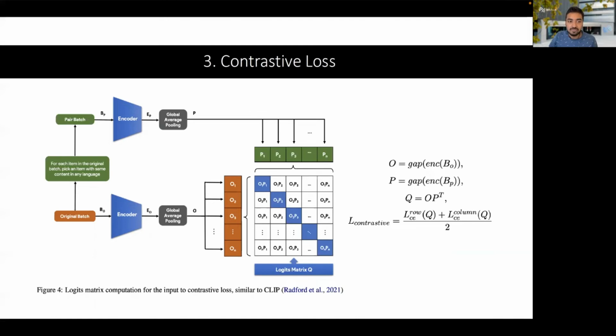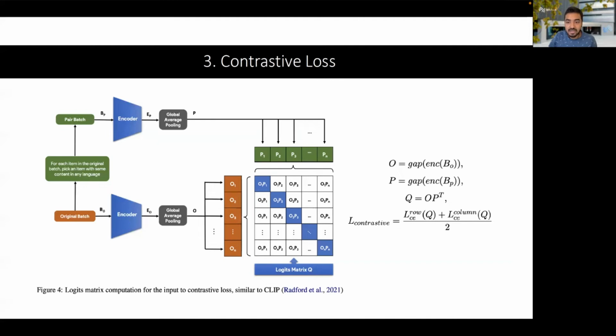For this, we first compiled the pair batch. For each item in the original batch, we picked an item with the same content but in a different language. Now we got two batches, pair batch and original batch. We passed these two batches in parallel to the same encoder. Then we did global average pooling to get the representations for the original batch and the pair batch. So here in this figure, each of the OA or PJ corresponds to a vector. And from these two vectors, we did multiplication to get this Logit's matrix Q.